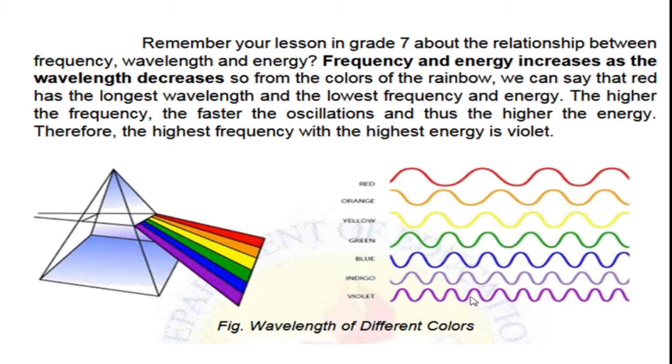Diba? Pero yung kanyang wavelength ay mababa. Okay? So this is the wavelength of different colors. Diba? From red, hanggang violet, habang pababa po siya, tumataas yung frequency, but bumababa naman yung wavelength. Di ba? So, yun po nangyayari.